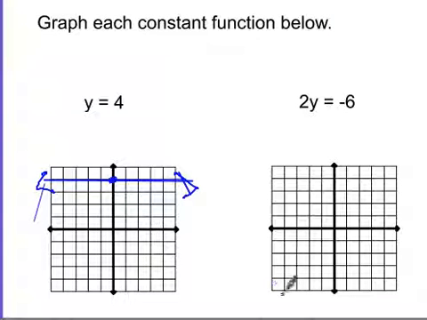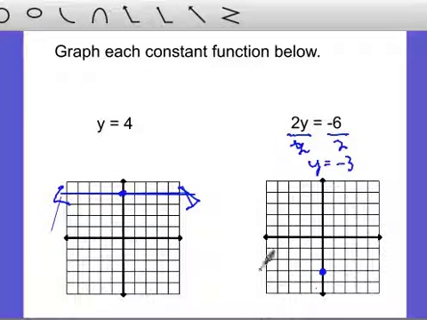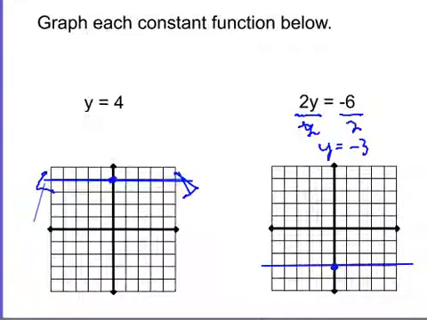All right. How about this one? 2y equals -6. We've got to divide by 2 because we've got to have y by itself. So y equals -3. That means we've got a horizontal line where y is -3. Sorry, I misspoke.